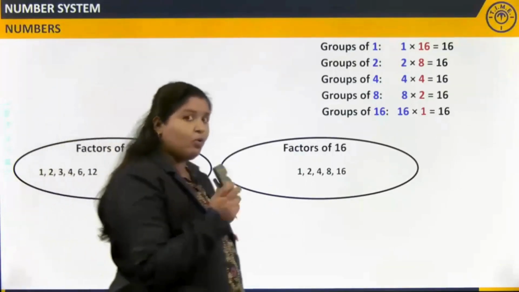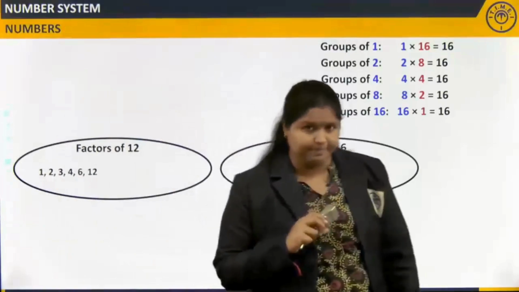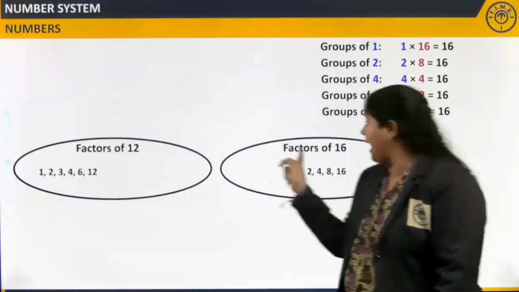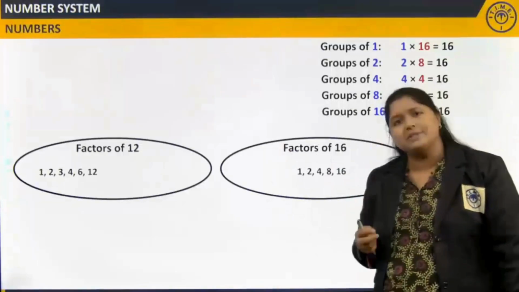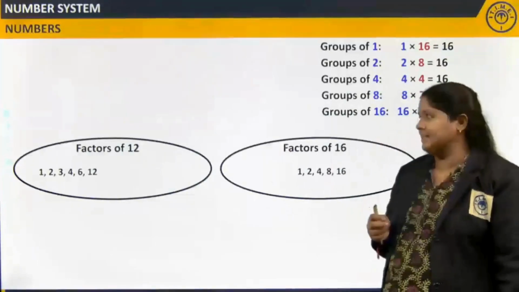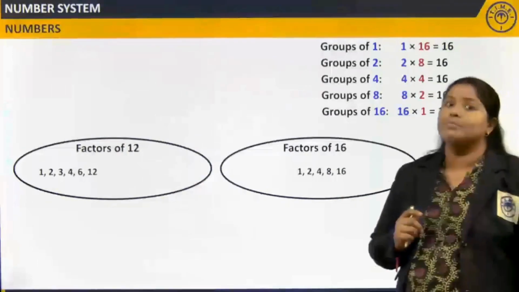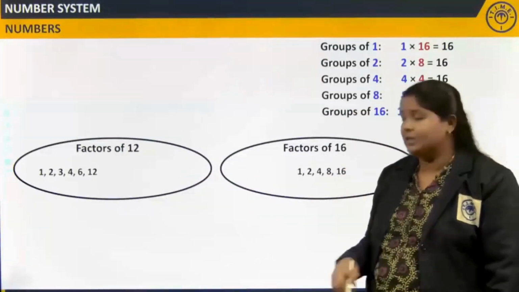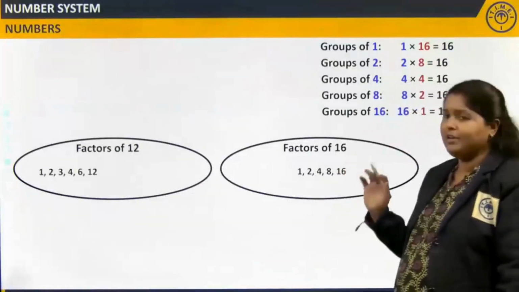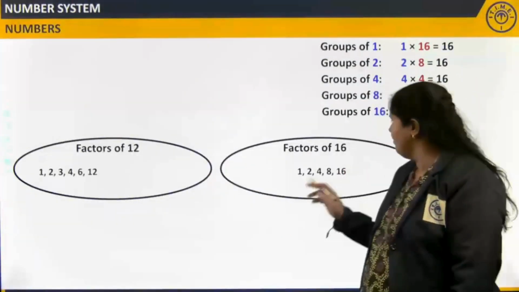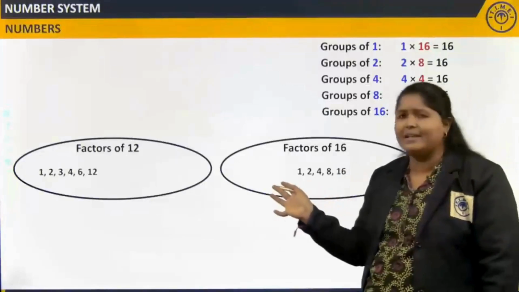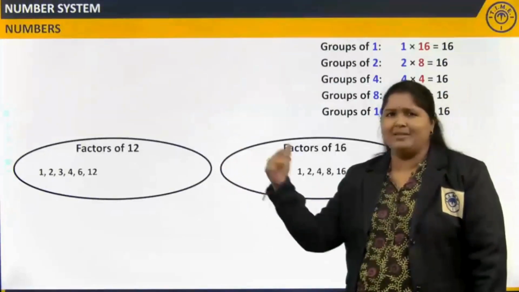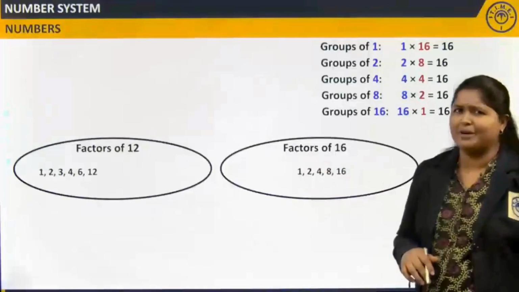Now take a closer look at both the list here and the list here. What do you observe? Yes, there are some common numbers, like 1 is present there, 1 is present here also, 2 is present there, 2 is here also, 4 is there, 4 is here also. Other than that, there is nothing matching. The others are different numbers here, and the others are different numbers there.